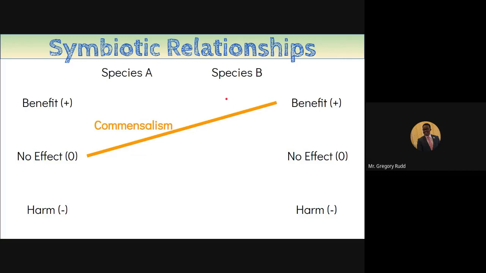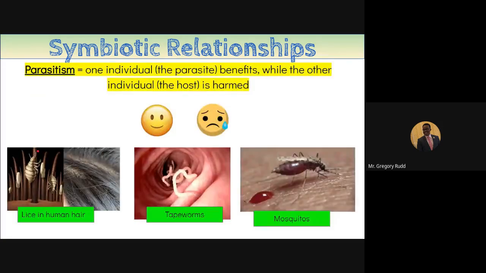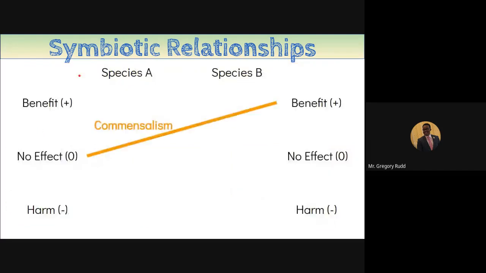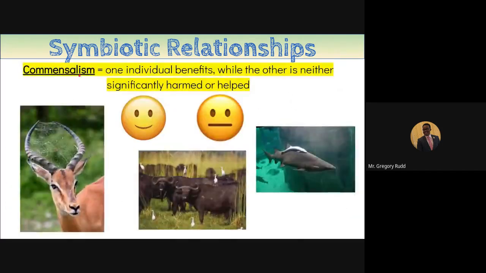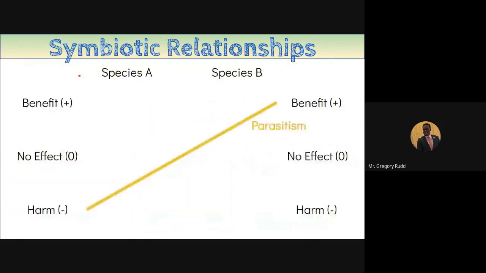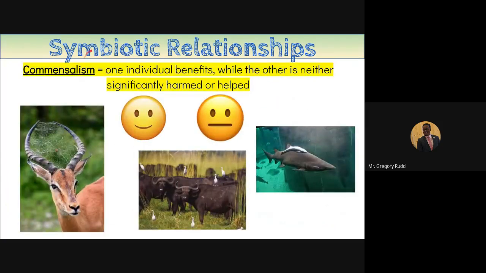Okay. The second type of interaction is commensalism. And just by looking at this image here, we can tell that commensalism benefits one species, and it has neither a positive nor a negative impact on the other species. Something happened. My slides got out of order. Sorry. So here's the commensalism definition. One individual benefits while the other is neither significantly harmed nor helped.